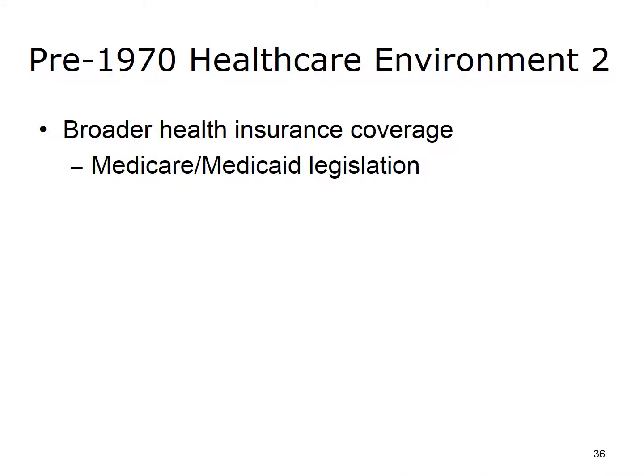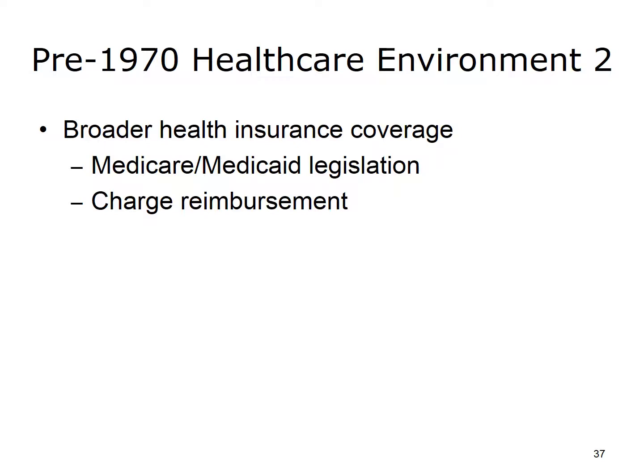Related to the war on poverty, there was also broader insurance coverage, specifically the Medicare and Medicaid legislation. Medicare guaranteed access to care for the elderly, and Medicaid provided access for the poor. So during this time period, we had many more people seeking health care. Medicare legislation allowed physicians and hospitals to be reimbursed for what were called reasonable and customary charges. The broader health insurance coverage led to increased access to care.